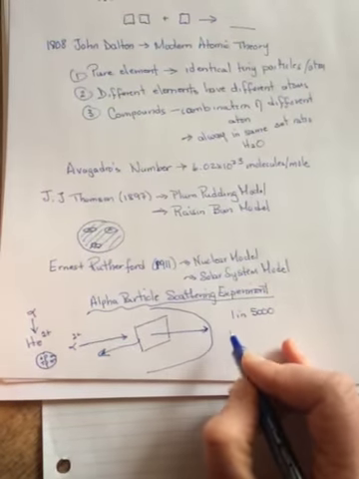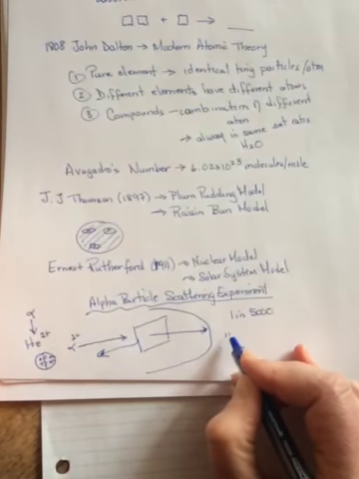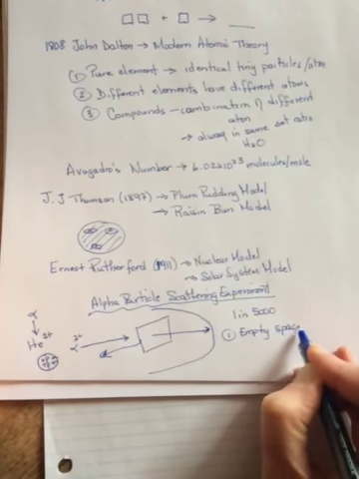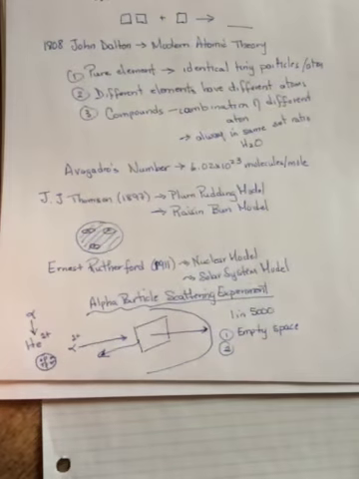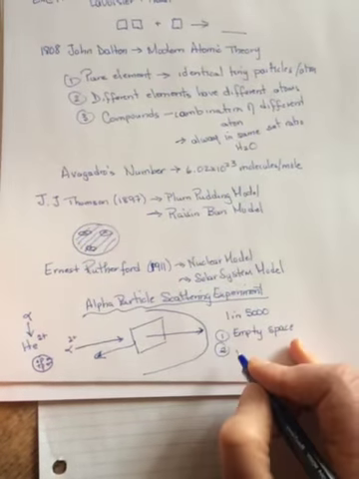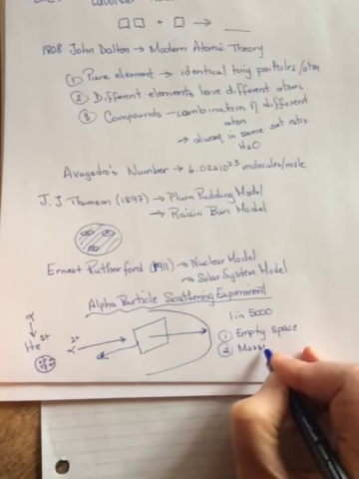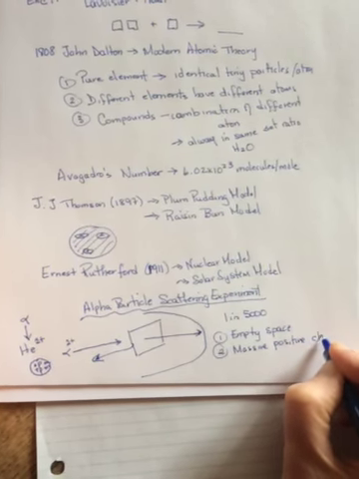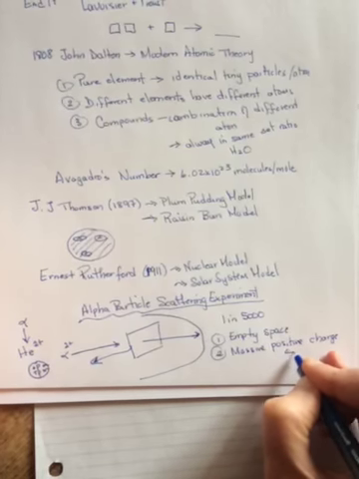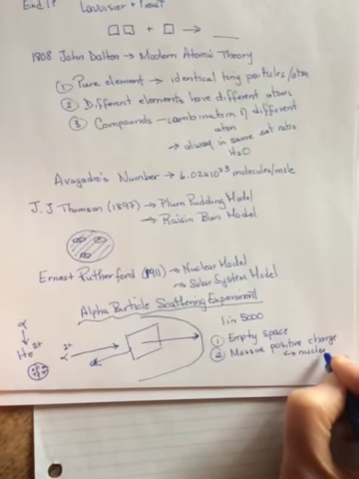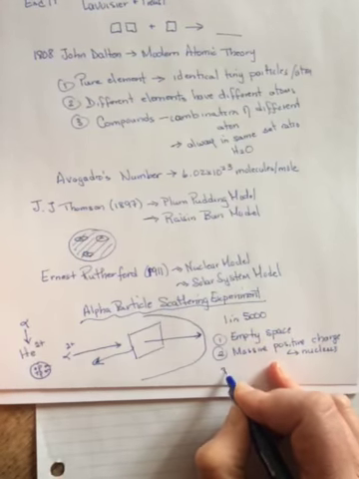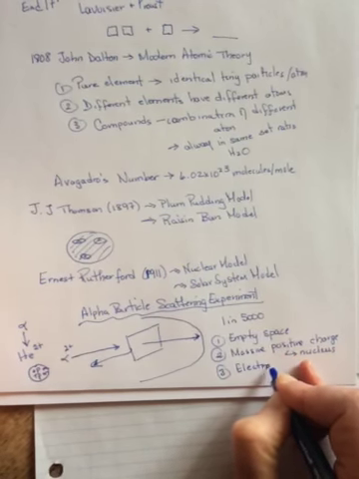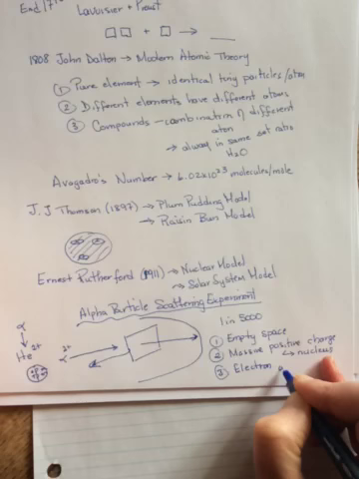His conclusion then was that most of the atom must have been made up of empty space, and that's why the beam passed straight through. He concluded that inside the atom there must be a massive positive charge, and he called this the nucleus. And he assumed it was in the middle of the atom, and that the electrons then must be orbiting around this massive positive charge.